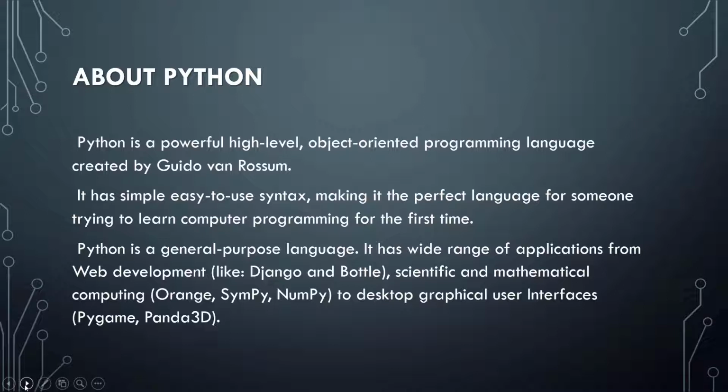Coming to Python: Python is a high-level language. It's completely object-oriented, and it was created by Guido van Rossum. It's very lucid, simple, and easy to use. The syntax is quite like the natural language that we use. It has a wide range of applications, from web development, scientific and mathematical computing, to desktop graphical user interfaces like creating games and programs. You can also create custom programs like a motion detector for your camera. So that was a brief about Python.